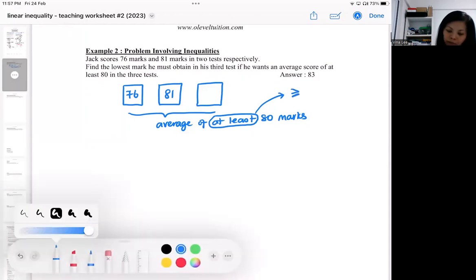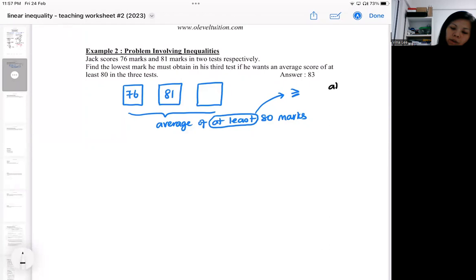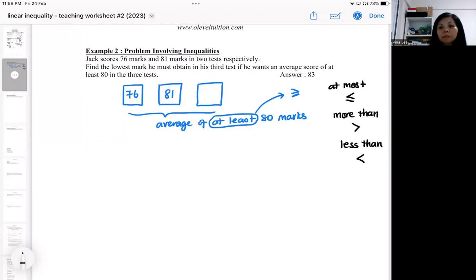So there are some specific wording. If the question is like at most, that means it's less than or equal. If it's more than, then of course it's just greater. If it's less than, of course it's just less than. Okay, so the sign can be very tricky. The moment you use the wrong inequality sign, you can actually get 0 marks for the whole question. There is no method mark.